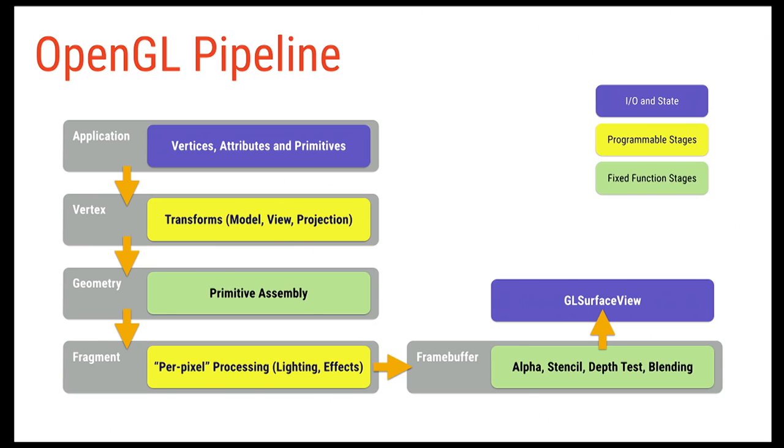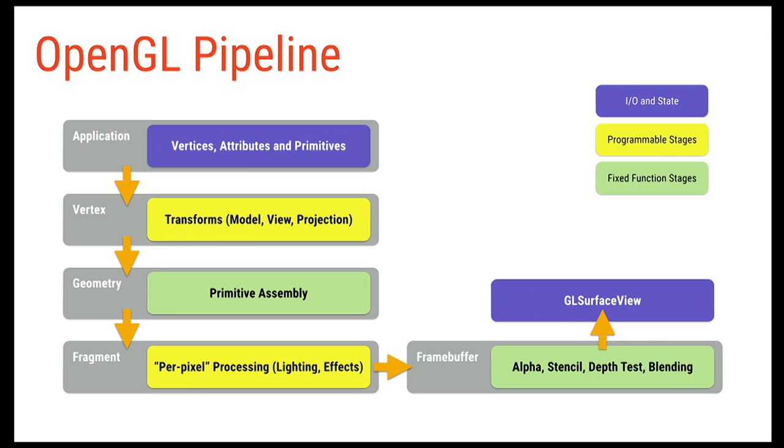The yellow parts are programmable stages. The green parts are fixed stages. You don't get to program them. They're part of the OpenGL framework. In this case, it's going to take the vertex data and decide, okay, where on screen are these primitives? So it's going to map those out. And once this is known, it goes on to the fragment stage, the other programmable stage.